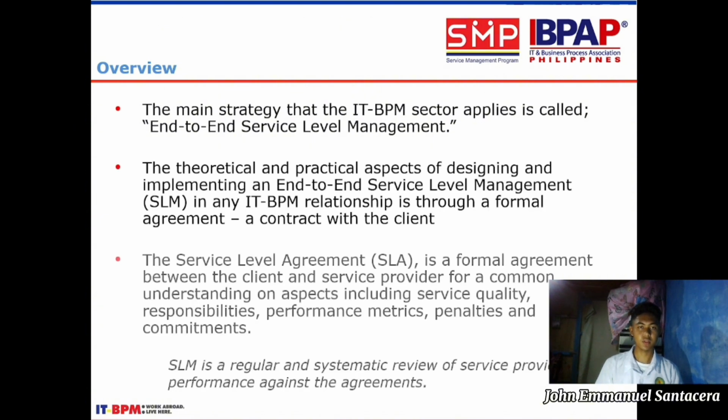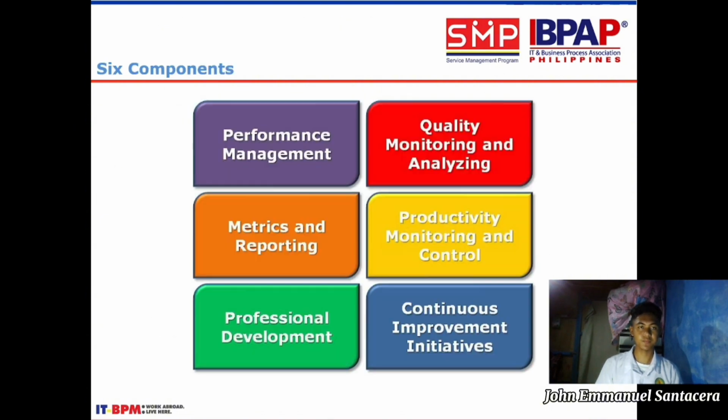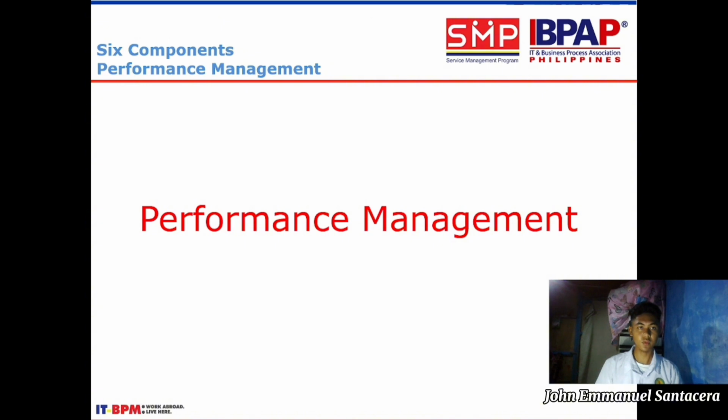Overview. Here are the topics that we are going to report to you, sir. The 6 components: performance management, metrics and reporting, professional development, quality monitoring and analyzing, productivity monitoring and control, and continuous improvement initiatives. So here is performance management.